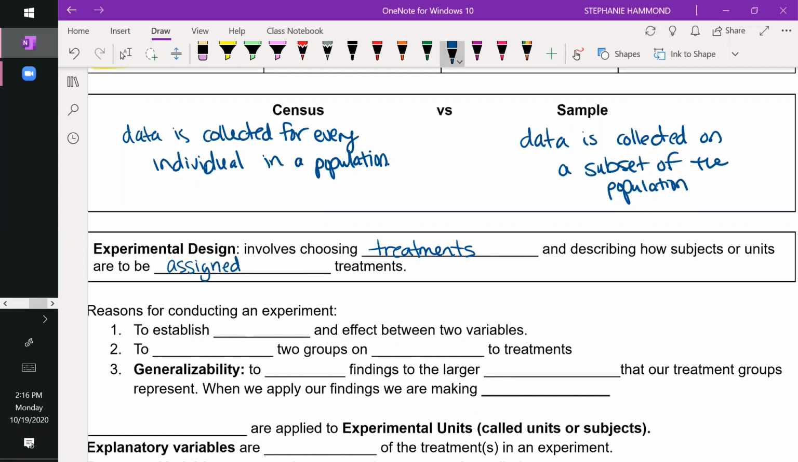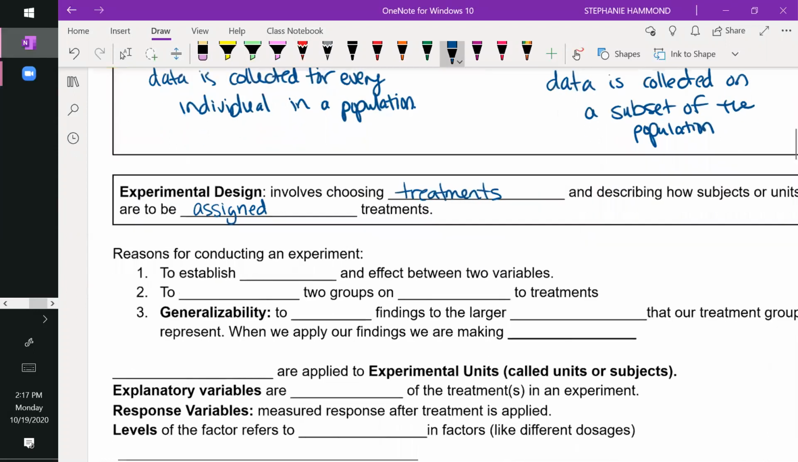So you would say, all right, the treatment is going to be that we're going to give half of our individuals an experimental drug. And we're going to choose how people are assigned to the experimental drug or to the placebo using a random number generator. And we'll talk more about that later.